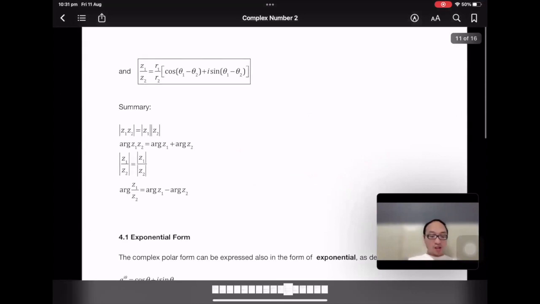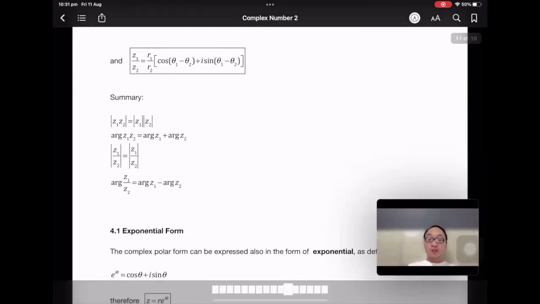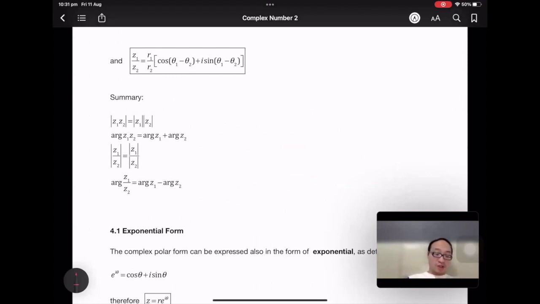Using the same method, we can prove that if we divide two complex numbers, z1 over z2, we just divide the moduli and then the argument will be argument z1 minus argument z2. And the argument for the cos and for the sine should be the same here. It cannot be different, because that's the definition of the polar form.